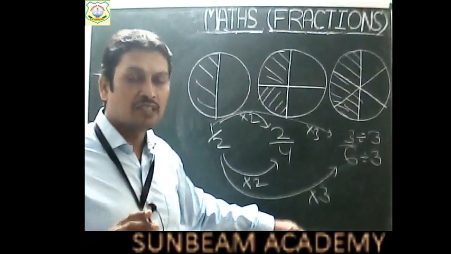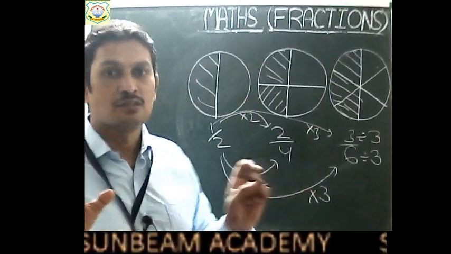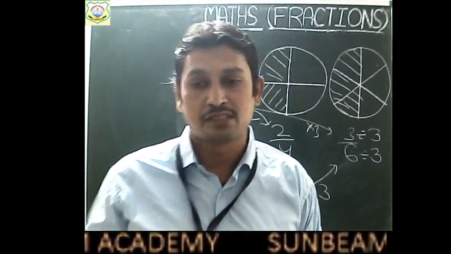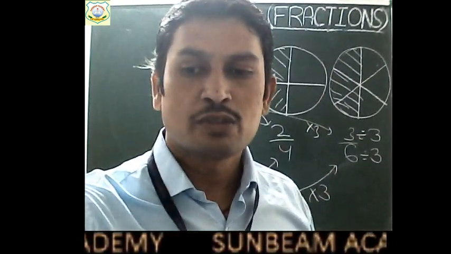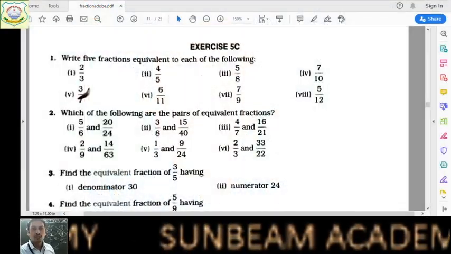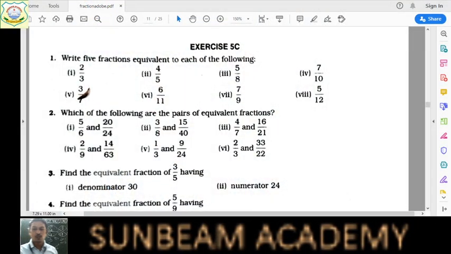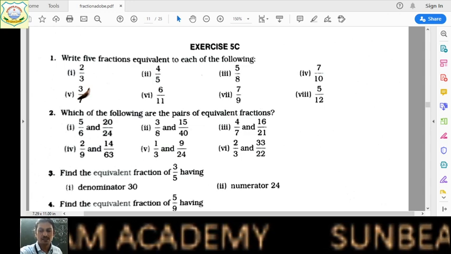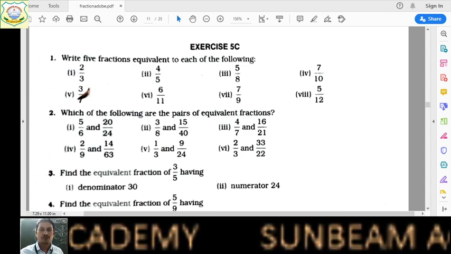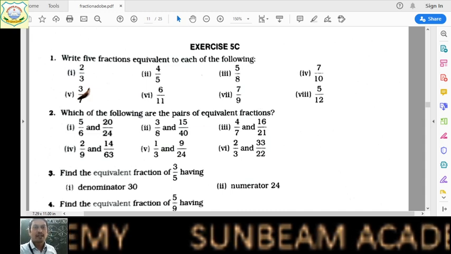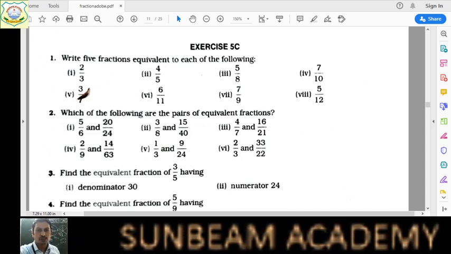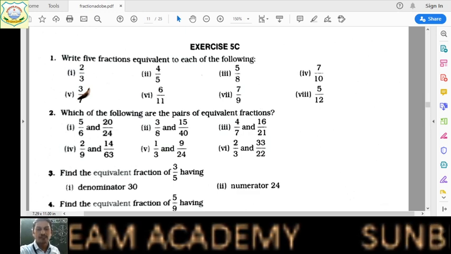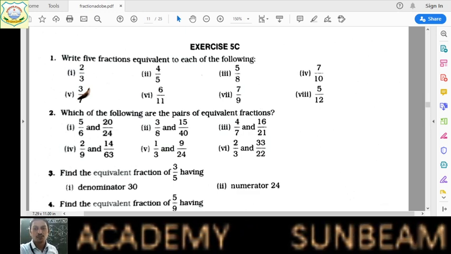So on the basis of this knowledge children, if I think you people have understood, we can solve question number 1 from exercise 5C. So children, you can see exercise 5C question number 1 here on the screen. This is on page number 89. So I request you all to open page number 89 in your textbook. See question number 1, 5C. Here we have to write 5 fractions equivalent to each of the following. Okay, some of the fractions are given, we have to find 5 equivalent fractions to the given fraction.